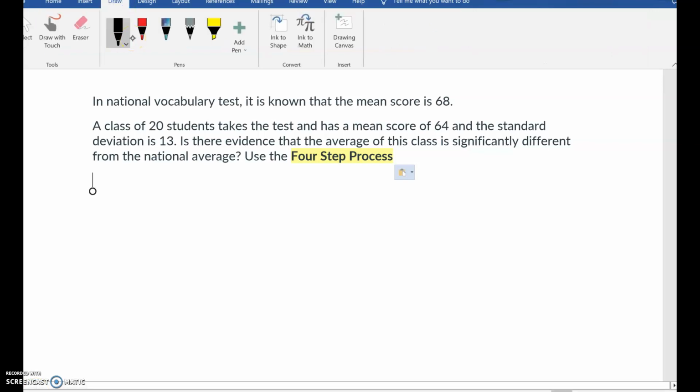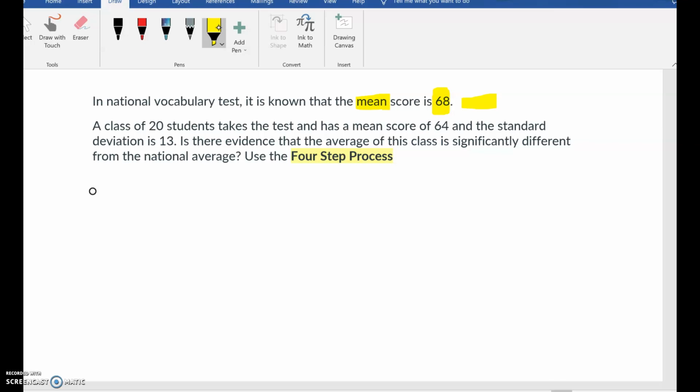So let's first read the question. It says, in a national vocabulary test, it is known that the mean score is 68. So what is this 68? It's the mean score in a vocabulary test, and they're talking generally. So this is the population mean. It's not referring to a sample. So it's the population mean that they're talking about.